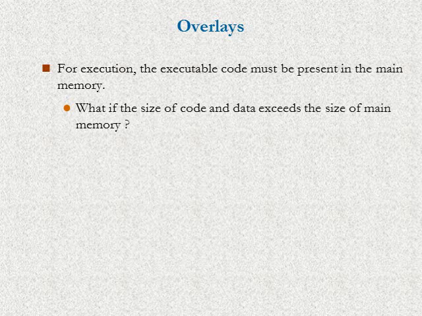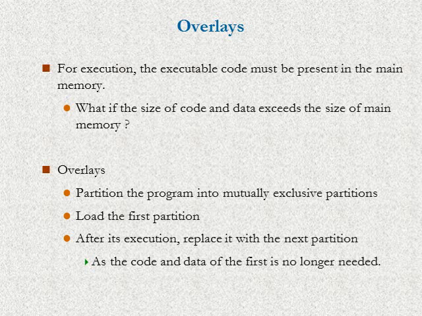And so you can see that a program can no longer be loaded onto the main memory if the size of the program exceeds the size of the main memory. So what should one do in such a case? One possible solution is to divide the program into several components where each component is mutually exclusive to others. This means that there is no overlapping of instructions or data among multiple components.